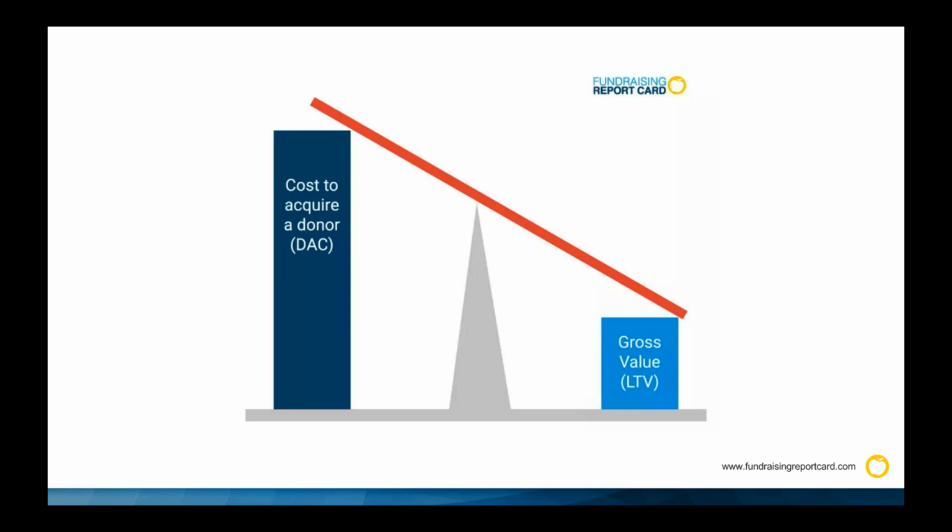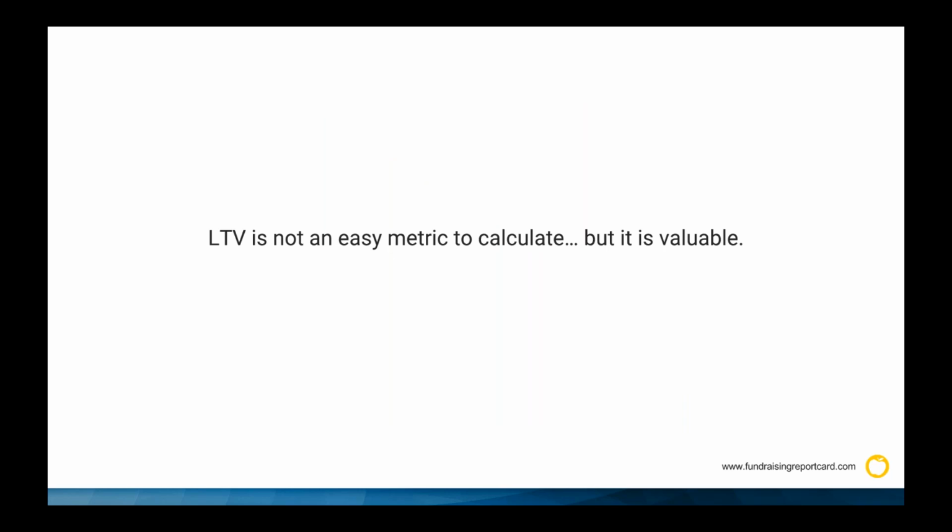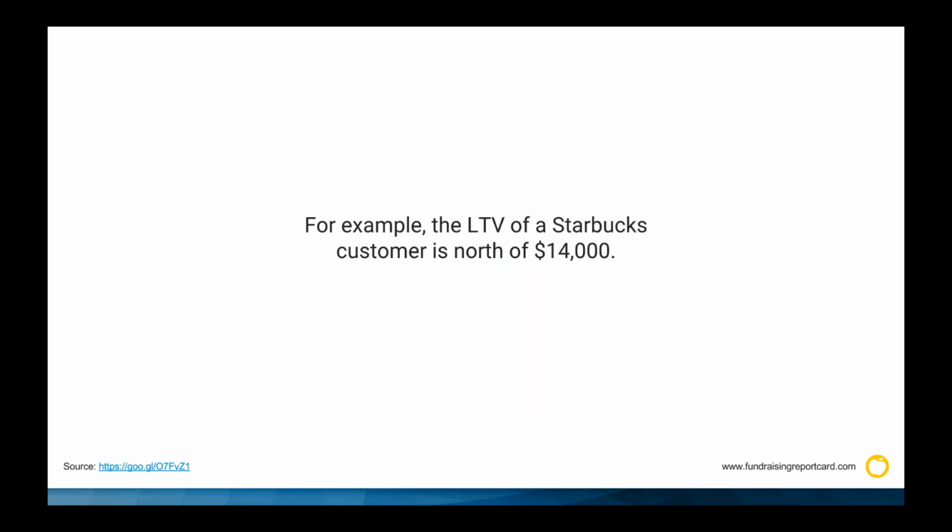So on the left, if the donor acquisition cost outweighs the lifetime value of a donor, it's not sustainable. It's not a good way to grow the organization. So LTV is not easy to calculate. I will preface what we're about to go into with that, but it is unbelievably valuable. And I promise we will touch on some ways that everyone here who is time-strapped at a smaller shop can get their hands on it.